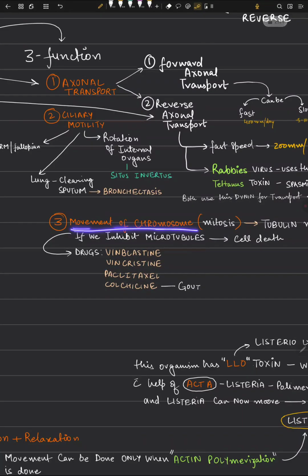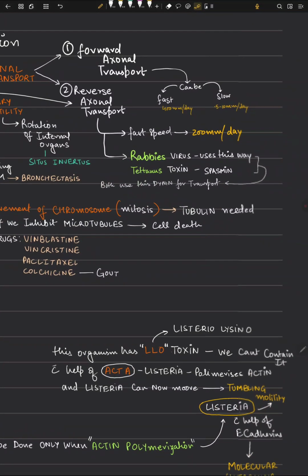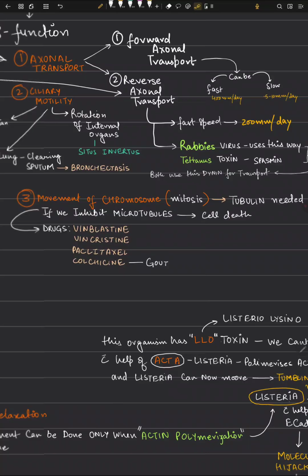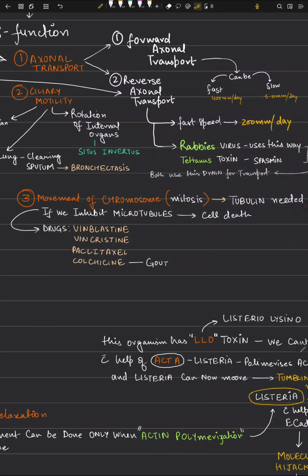Movement of chromosomes, that's a very important example too. Now, why do we need movement of chromosomes? We need it because we need mitosis. What is mitosis? It means one becomes two. It's how your body develops. It's the process of you going from a small being to a bigger being, from a child to a man or woman, whatever it is.